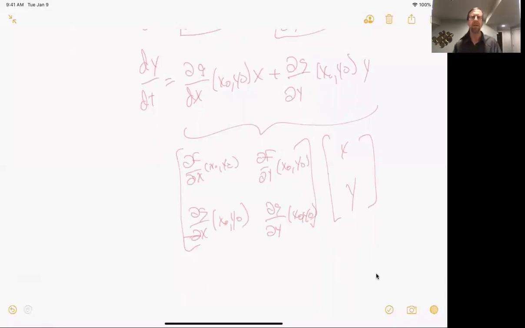Okay, and again, that's just going to be four numbers. Now, what four numbers those are, you're going to figure out by doing some calculus and taking some derivatives and plugging in some numbers. Okay.